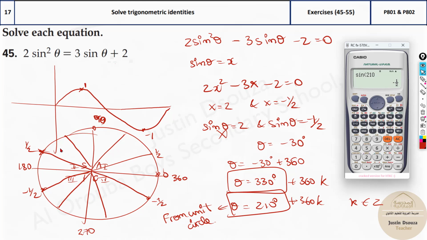I know this is positive, this is positive. First and second quadrant, no. Start from 180. After 180, which is the value? 210. In the first attempt only, you'll get negative half. Only try these six values, you'll get it. Why? Because we got sine as negative half. So this is the way.